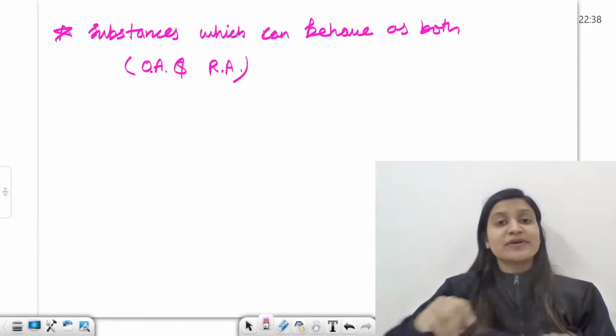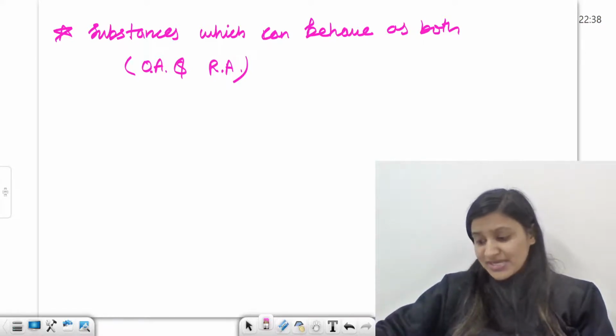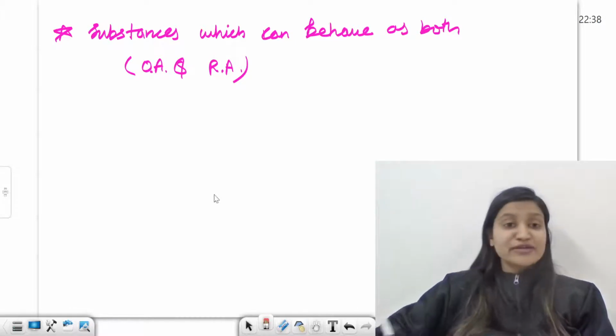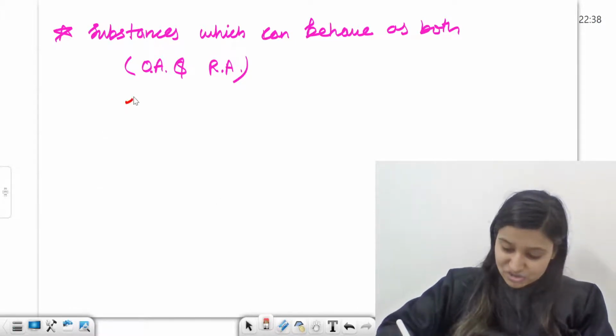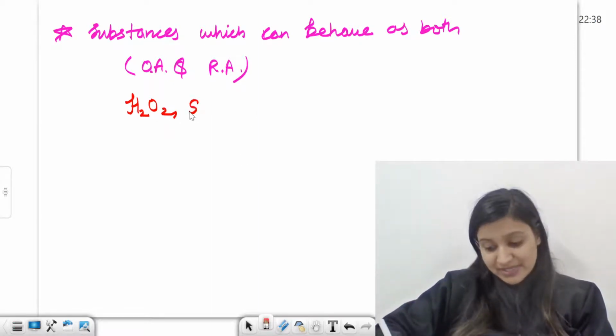They can behave like both. The first example is hydrogen peroxide, that is H2O2. Hydrogen peroxide, very important example.